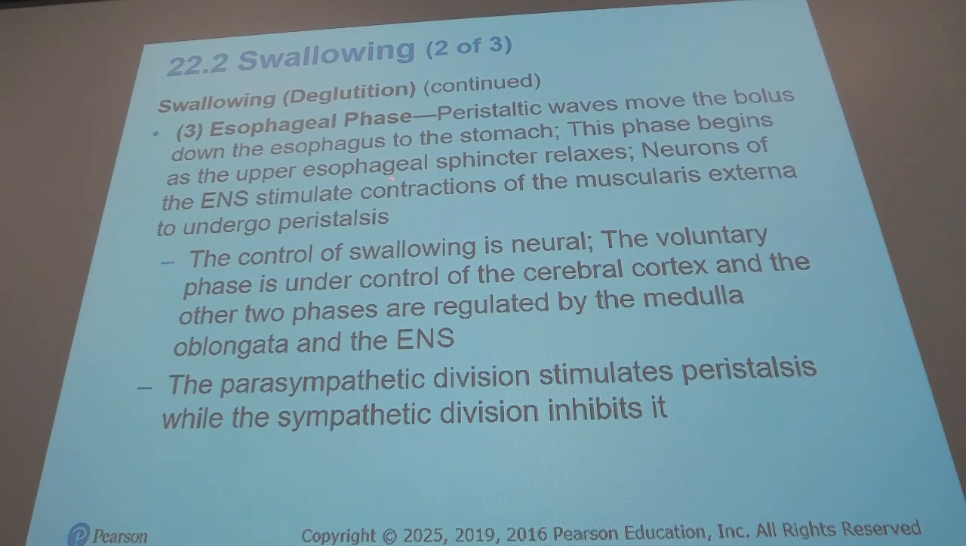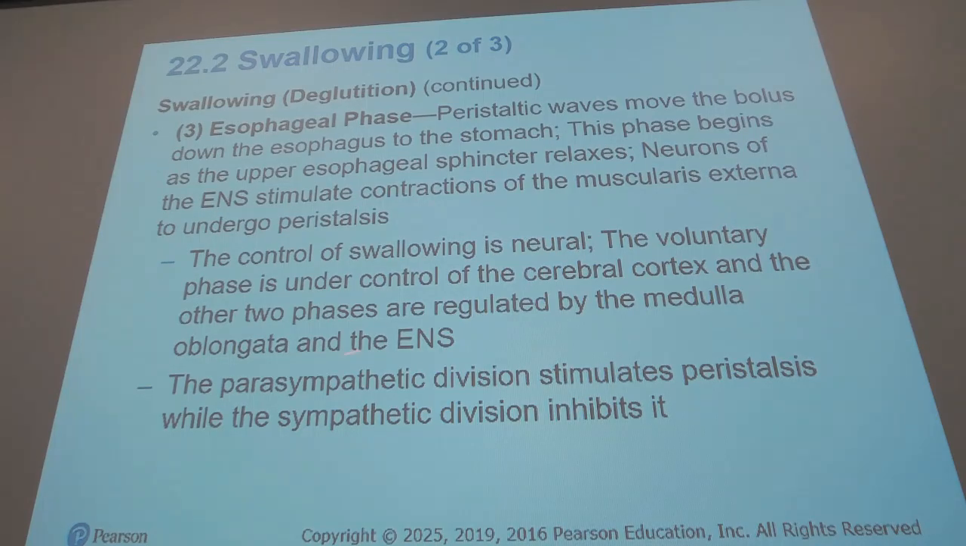Now, we have neurons of the ENS that allow the contraction of the muscles of the esophagus, and then the control of this swallowing is neural. So we have the voluntary phase that is under the control of the cerebral cortex, while the other two phases are regulated in this medulla oblongata by the enteric nervous system.